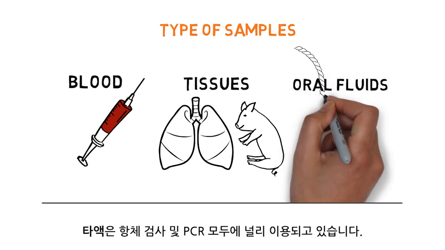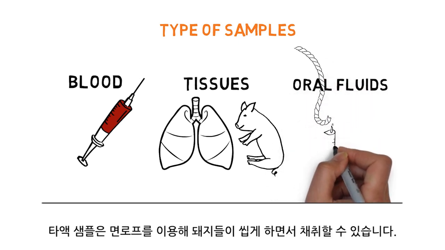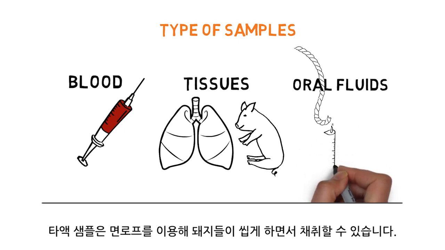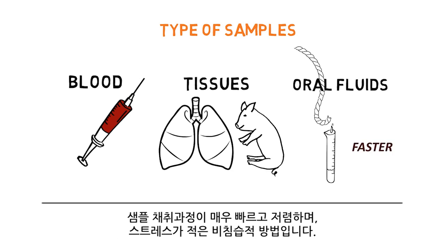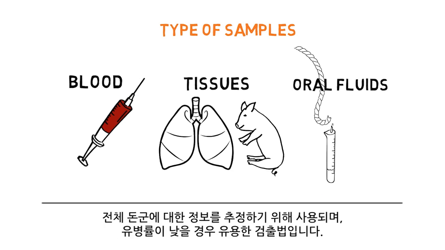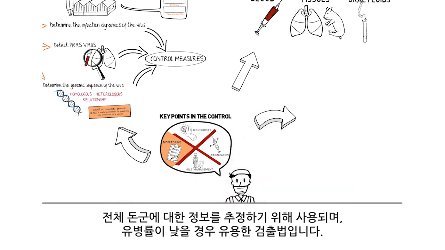Saliva is becoming widely used for performing both serology and PCR. Saliva sample is obtained through cotton rope, which is chewed by pigs. Sampling process is faster, cheaper, and non-invasive, reducing stress in the animals. Information obtained is for the whole population and enables better detection of a low prevalence of infection.